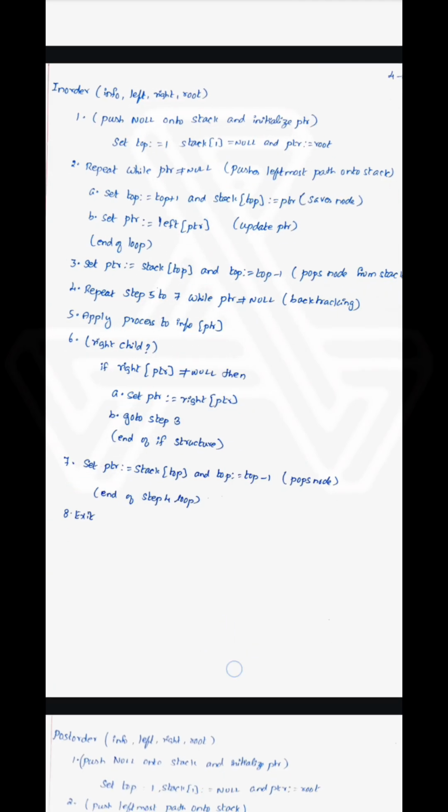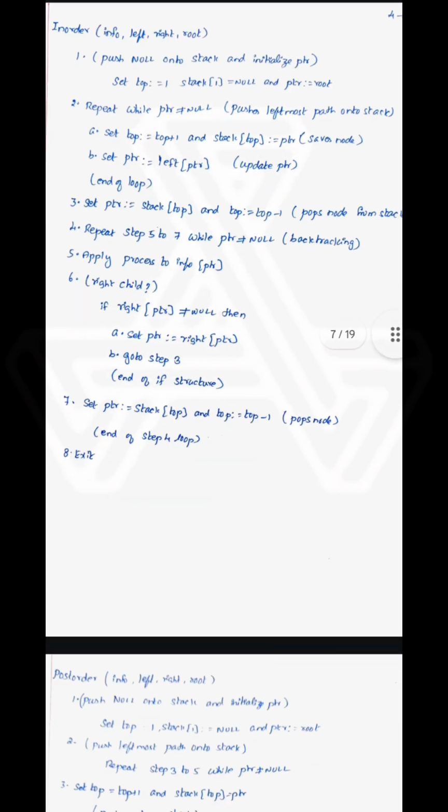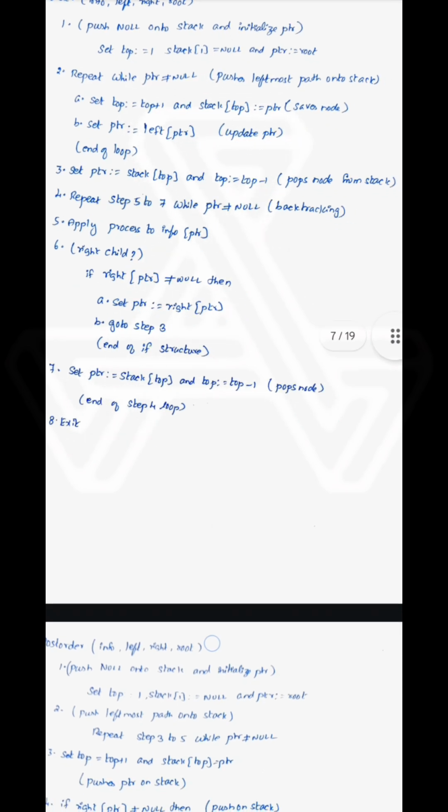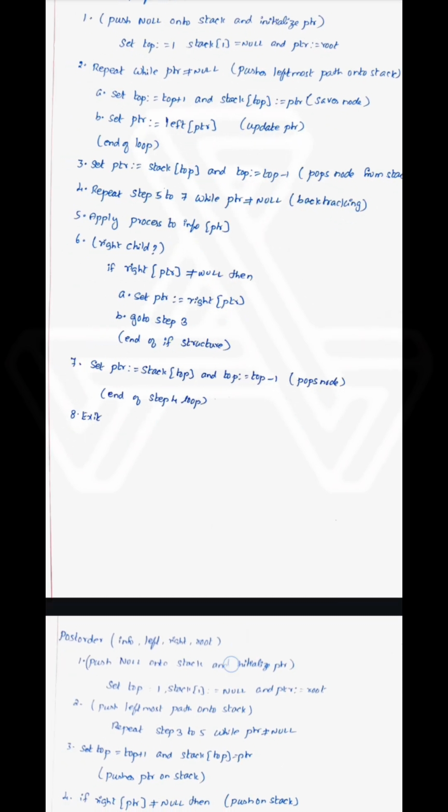Push leftmost path onto the stack. Set top equals to top plus 1 and stack of top equals to PTR, pushing the node. Set PTR equals to left of PTR, update PTR, end of loop. Set PTR equals to stack of top and top equals to top minus 1, popping the node from the stack. Repeat steps 5 and 7 while PTR is not equal to null, backtracking.